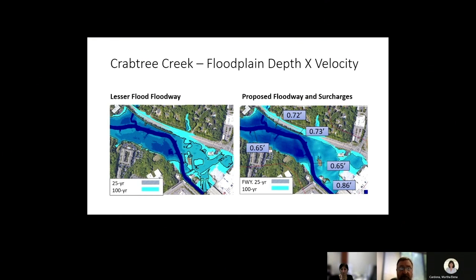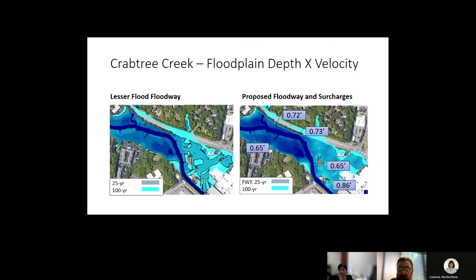like the Bell Creek floodplain, and more atypical floodplains that we're seeing like Crabtree Creek. You really have to drill down a little bit more into what the depths and velocities are.